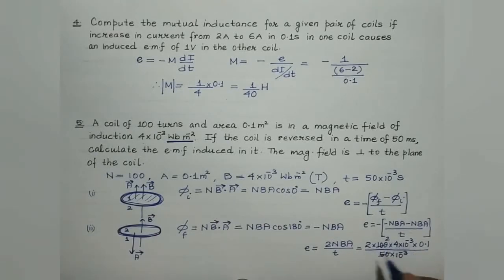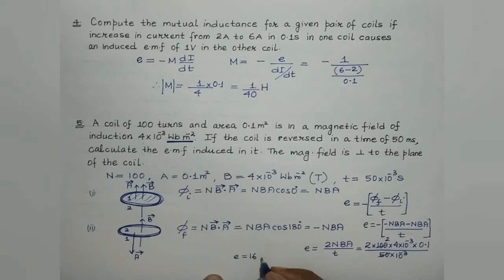50 into 100, 2 into 4, 4 into 4, 16. So what we get is 16 into 10 raised to power minus 3 into 0.1 divided by 10 raised to power minus 3. So 10 raised to minus 3 and 10 raised to minus 3 get cancelled. So therefore, we get induced EMF is equal to 16 into 0.1. So that will give us 1.6 volt. So students, this is the answer.